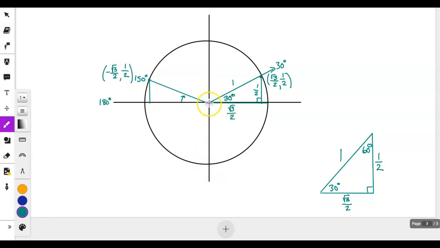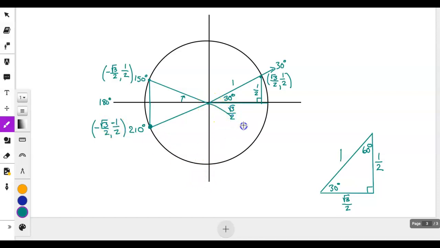If we do the same thing in the third quadrant, I'm going to be 180 degrees past 180, so that means this angle would be 180 plus 30, which is 210 degrees. And to get to this ordered pair, I'd be going left and down, but the same distance. So negative √3 over 2 and negative 1/2 this time because I'm going down.